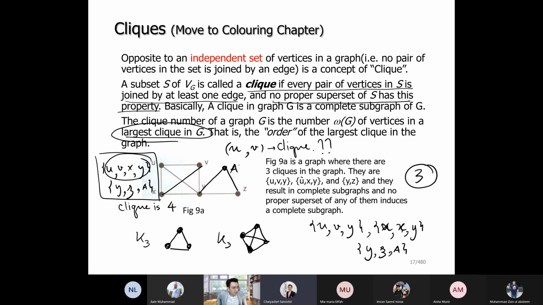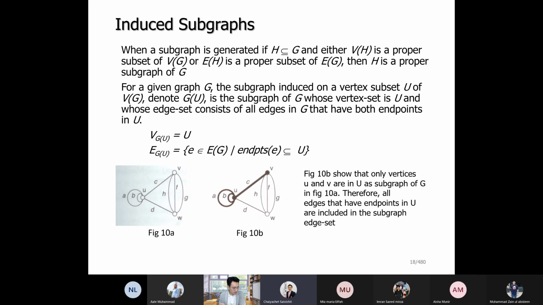Okay, good. Let's move on to this one where I have the induced subgraph. What is an induced subgraph? Remember, when a subgraph is generated, if H is a subset of G, and either V(H) is a proper subset of V(G) or E(H) is a proper subset of E(G), then H is a proper subgraph of G. So in this one, what is the definition of induced subgraph? Can you think of it?